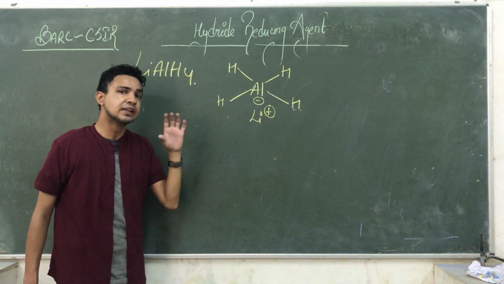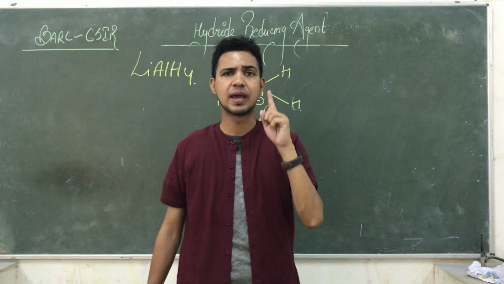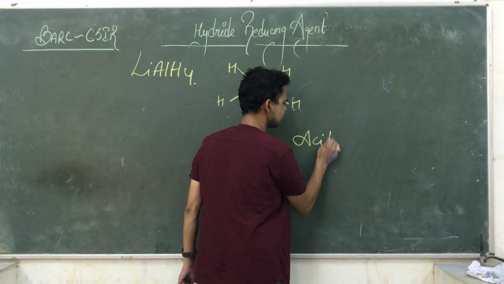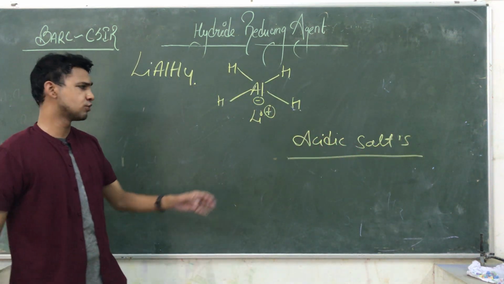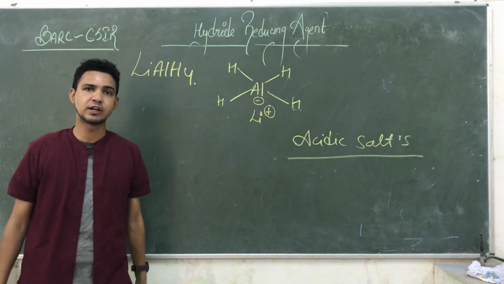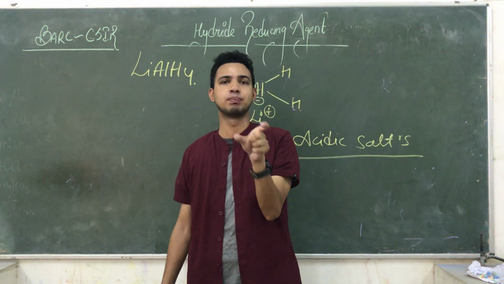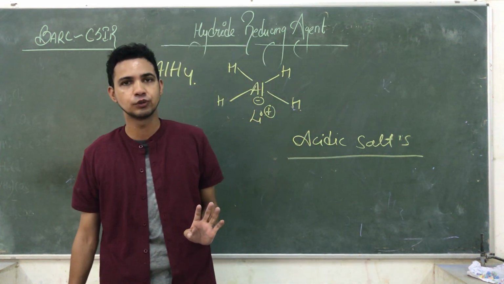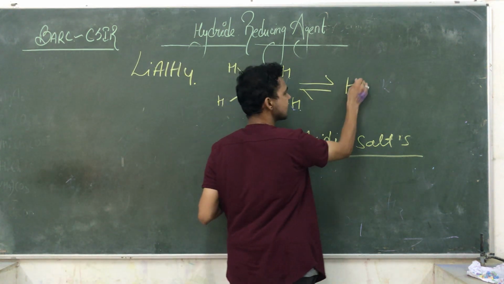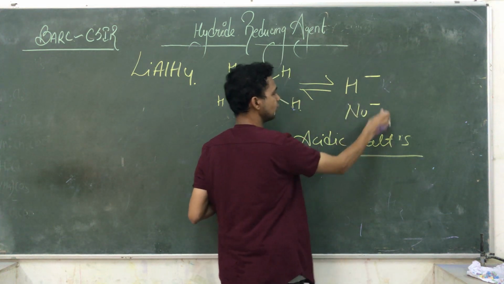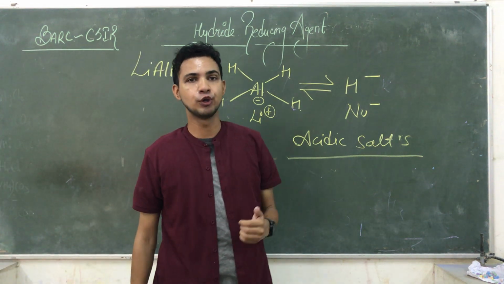The other condition: lithium aluminium hydride is capable of reducing all kinds of functional groups except acidic salts. If you are going to reduce acidic salts by using lithium aluminium hydride, it is not possible. But lithium aluminium hydride is able to reduce acidic groups, though not the acidic salt functional group. So it is a strong reagent. When they participate in any chemical reaction, they give you H negative. So negative means nucleophile. So lithium aluminium hydride behaves like a nucleophile.